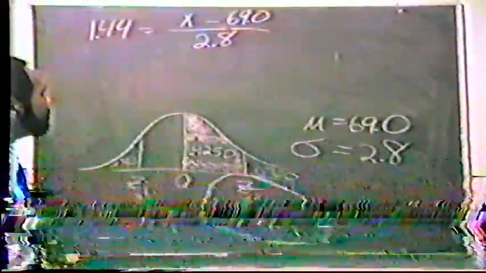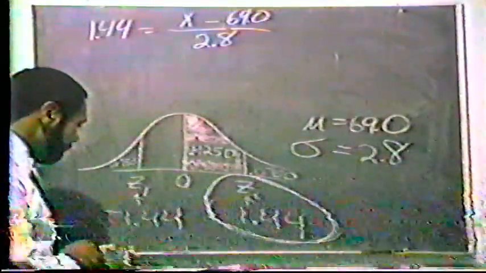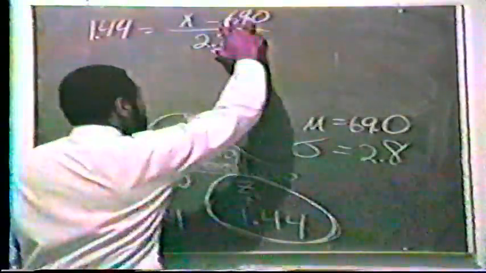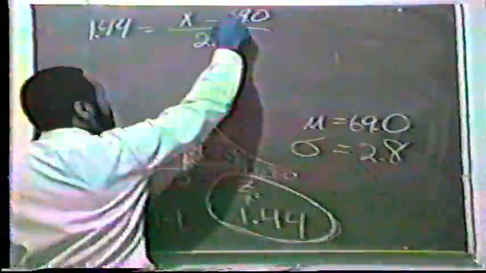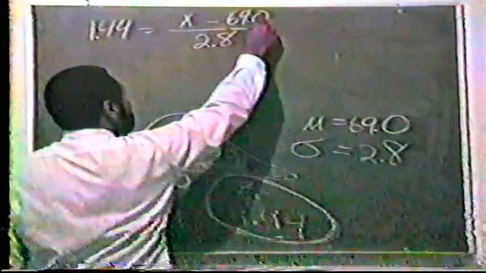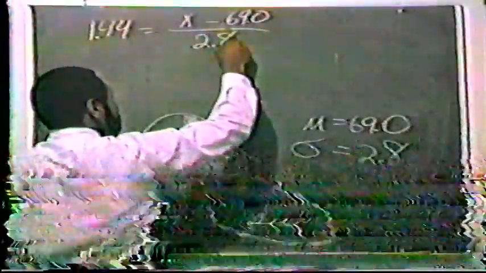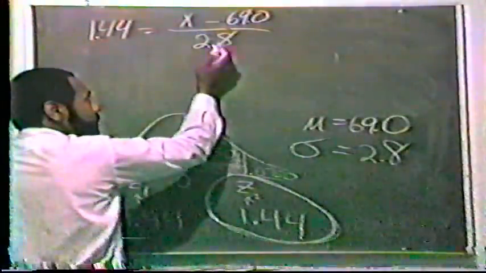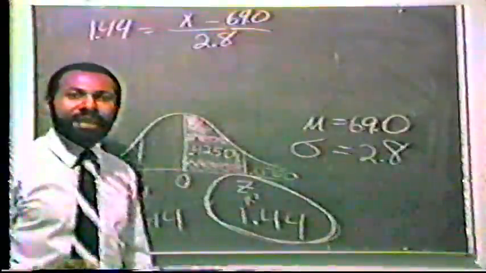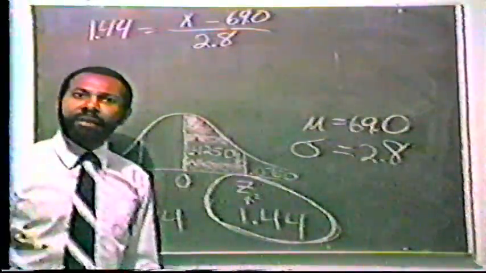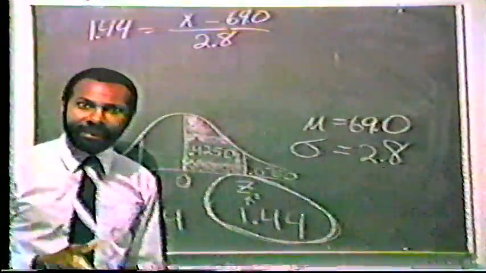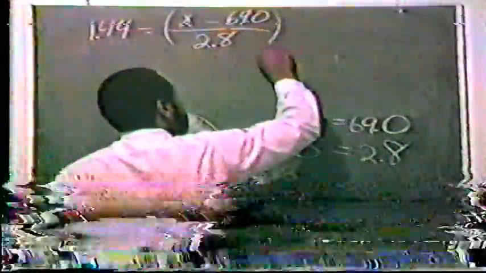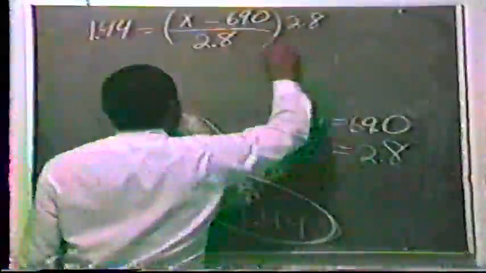Now, we look at the problem. We want to solve it for x. We look at the side of the equation that the x is on. We have x minus 69.0 divided by 2.8. So to get rid of the 2.8, we have to do the opposite operation. The opposite of divided by is multiplied by. So we have to multiply each side of the equation by 2.8.